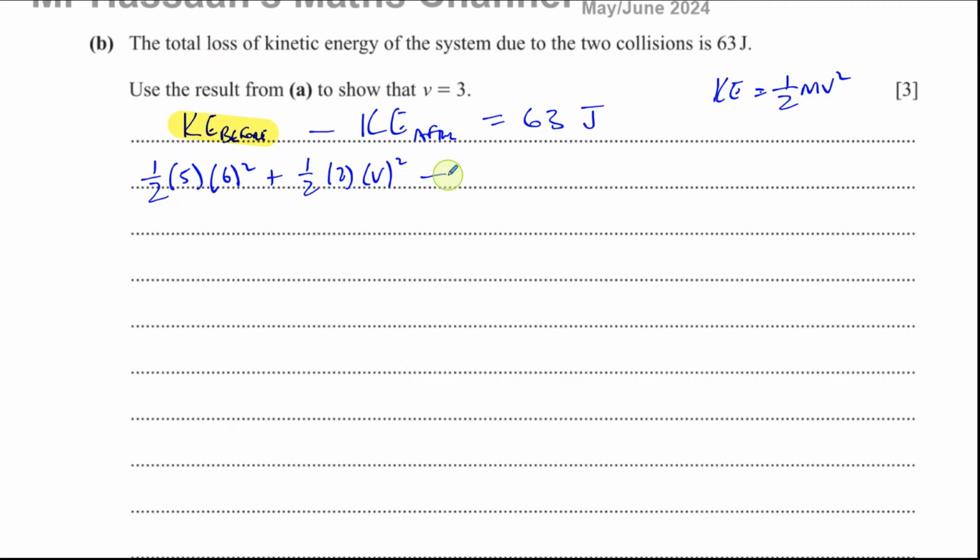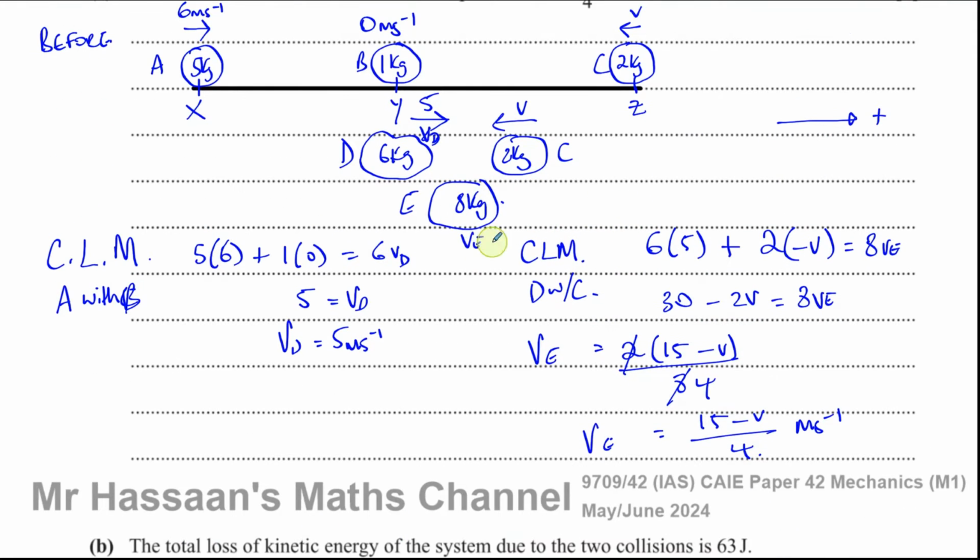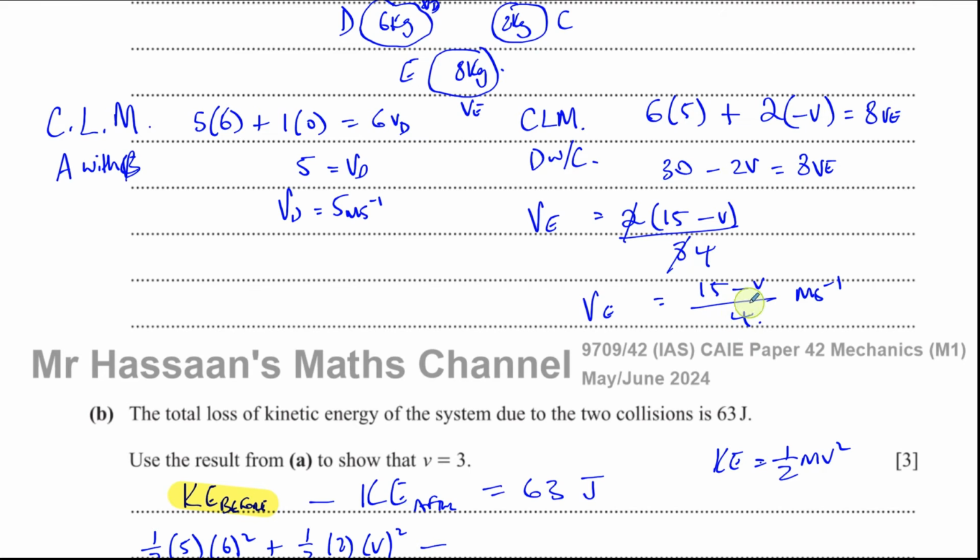Minus the kinetic energy after. So at the end of all the collisions, you have just E moving with a velocity of (15 minus V) over 4 meters per second.